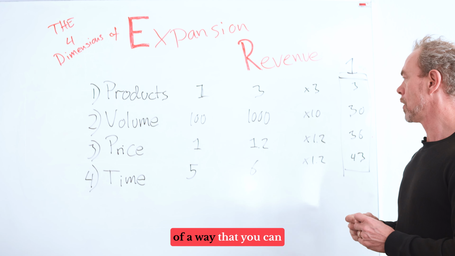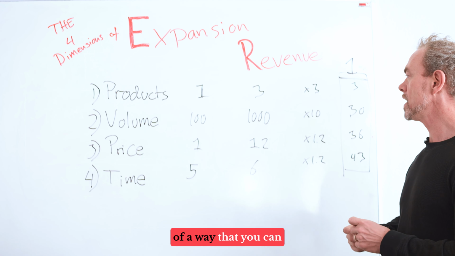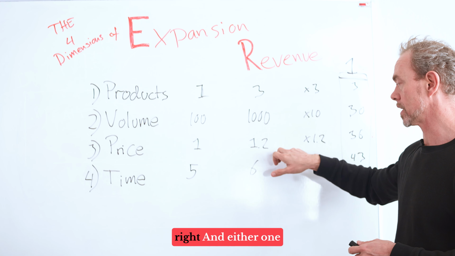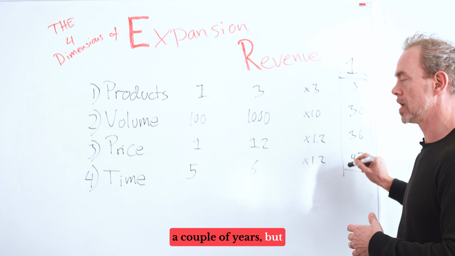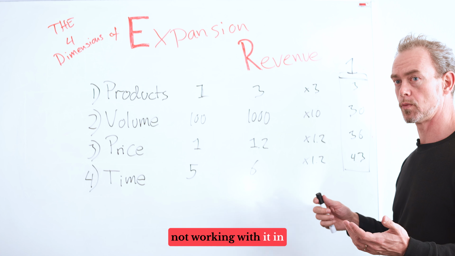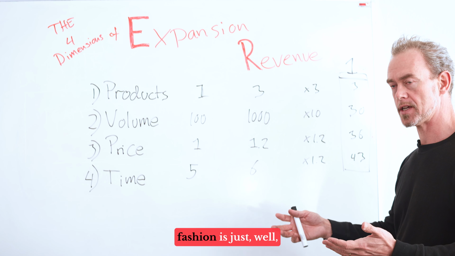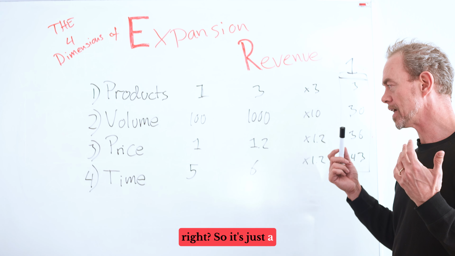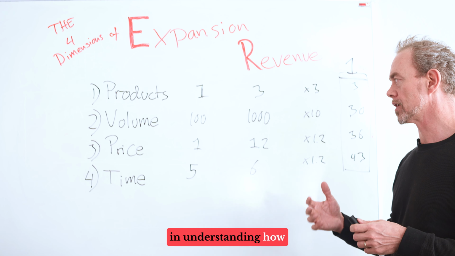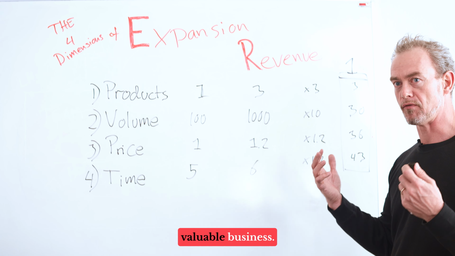So this is a way that you can look at where your growth is going to come from, right? Do I have some easy wins here where I can just cross-sell some of my customers and they will really appreciate it, right? Or we can get more volume by maybe incentivizing it in some way or running a promotion on it. Or could I just raise the prices, right? And either one of these are baby steps where you grow into this over a couple of years. But not working with it in a systematic and strategic fashion, well, then you just hate money, right? So it's a really key framework in understanding how you get a tremendously valuable business.